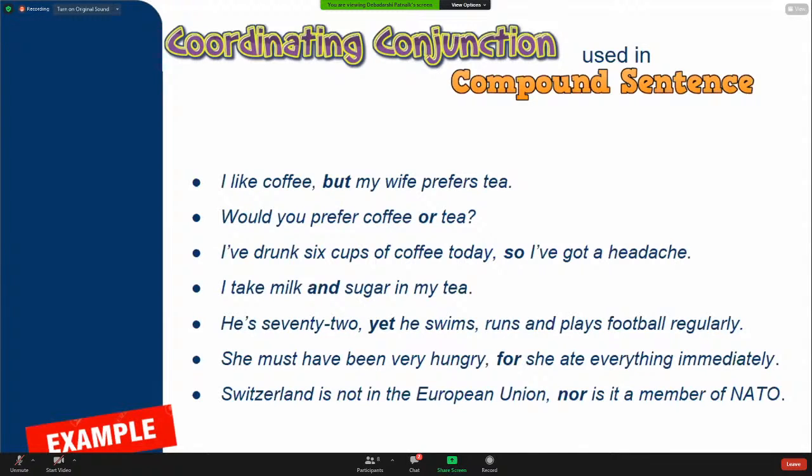Then I'm talking about his weight. Right. Okay. So here he is 72. It's one sentence. He swims, runs, plays football regularly. That is also another sentence. I just want to add "yet", but I don't know what is the meaning of "yet" in Telugu.